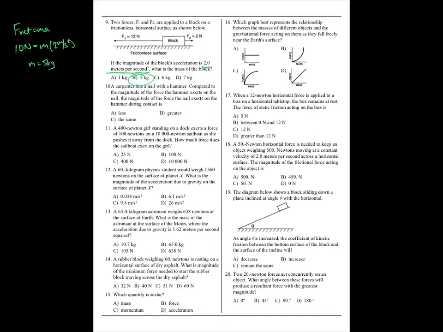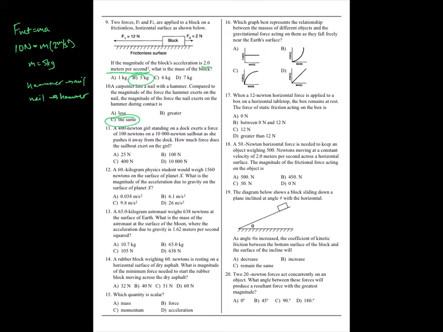Number 10, a carpenter hits a nail with a hammer. The magnitude of the force that the hammer exerts on the nail. So hammer to nail. And then we're talking about the nail to the hammer. So we're dealing with the same pair of objects. These two objects are interacting with each other. It's the same force being exerted on each other. The same. Newton's third law.